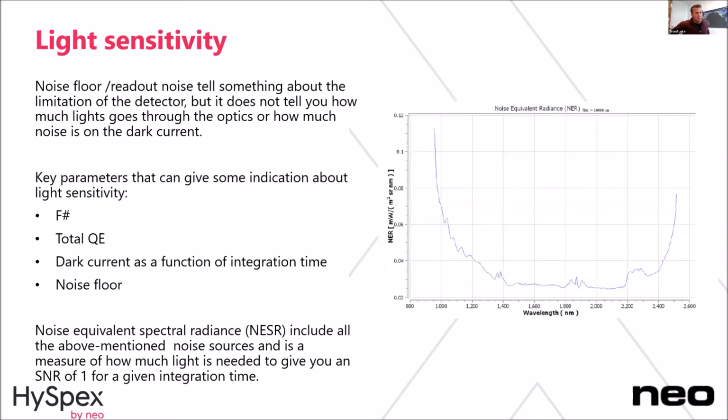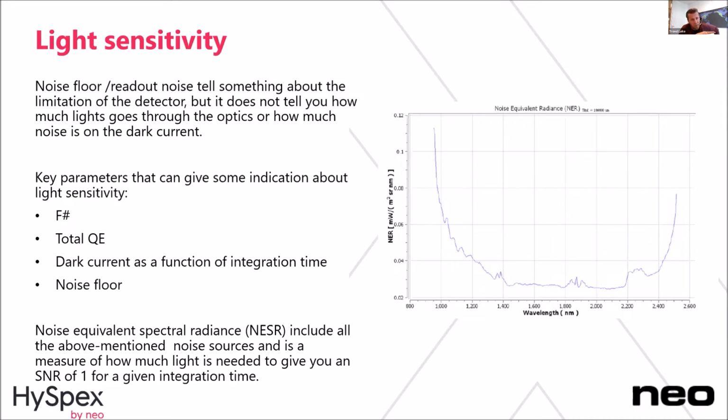And then something about light sensitivity. In our datasheet, you can see that we had an F number. The F number tells you how light sensitive your optics are. In a hyperspectral system, you have a detector with a certain noise floor, which is the limitation of each detector element, but it doesn't tell you how much light goes through the optics and how much noise is in the dark current. So the parameters that contribute to light sensitivity are your F number and the quantum efficiency of your whole optic.